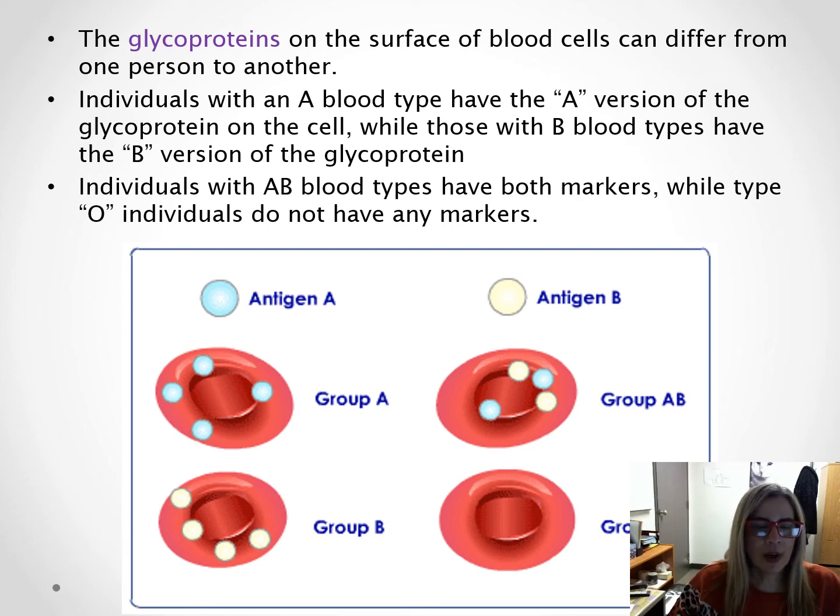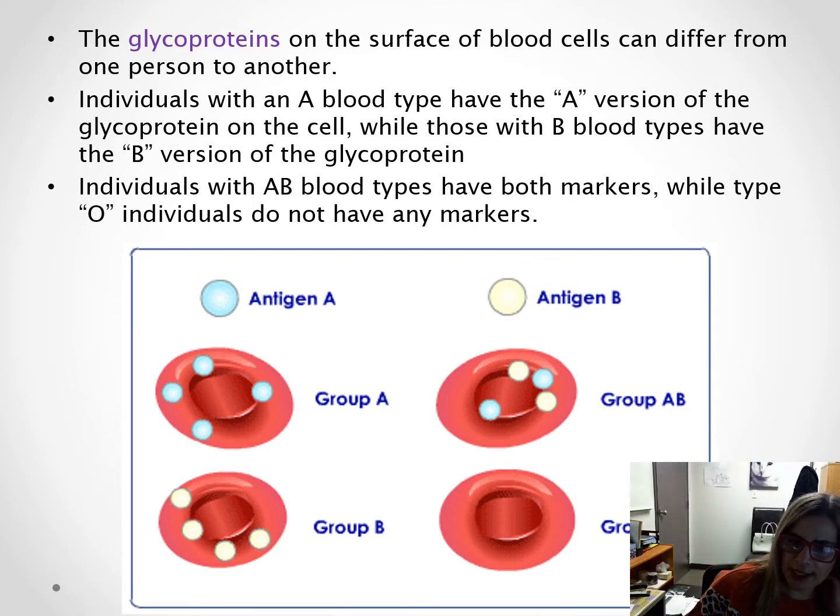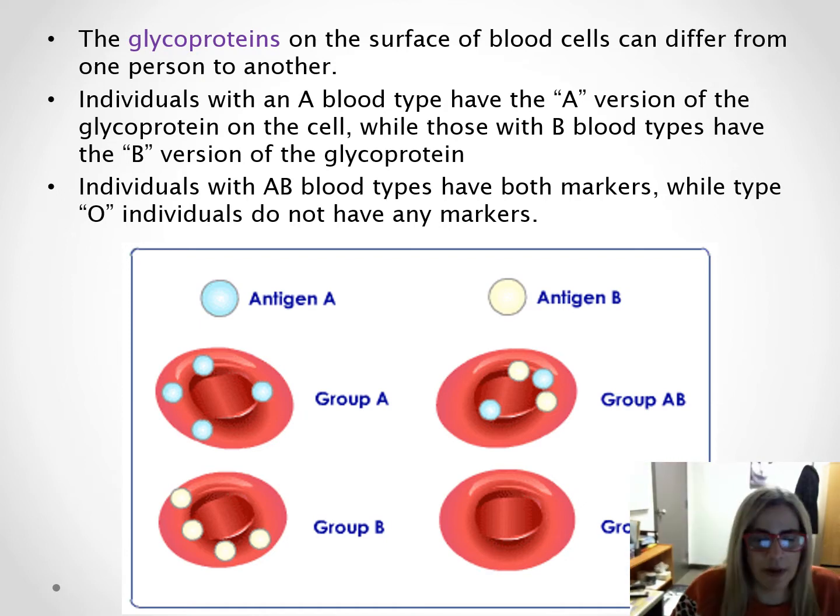Okay, kiddos, so now we're going to move on to blood typing, which is one of the final concepts for this particular unit, and it's kind of interesting actually. There are different ways to classify the different blood types, but the most commonly used system is the ABO system, and so that's the one that we're going to be focusing on.